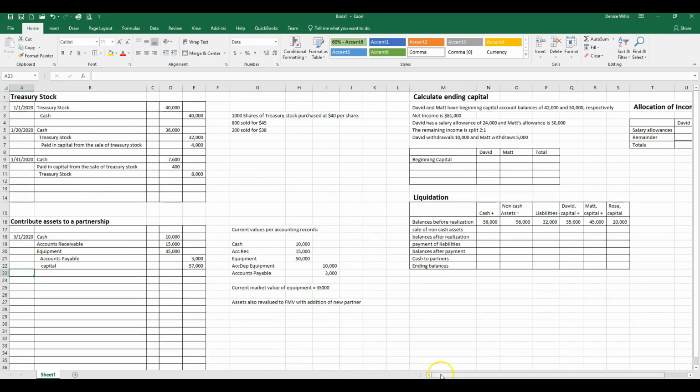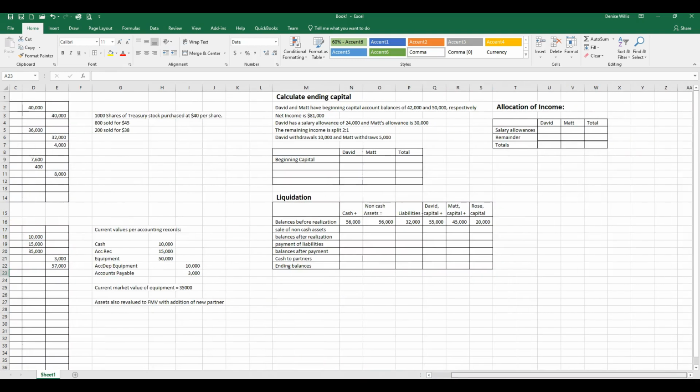Okay, let's move on over here. We're going to calculate some ending capital. I've got David and Matt. They have capital account balances of $42,000 and $52,000 respectively. So I'm going to put those in here for their beginning amounts. That means altogether our beginning capital is $92,000. Now we are told that net income is $81,000.